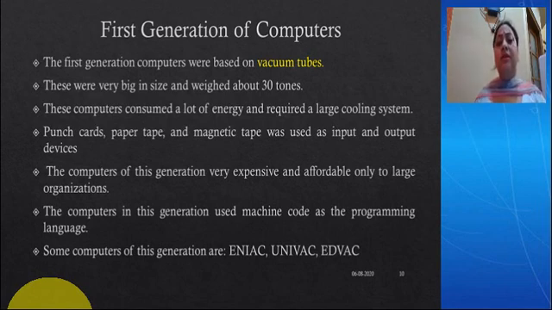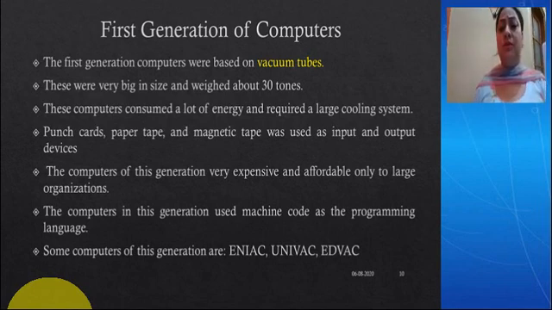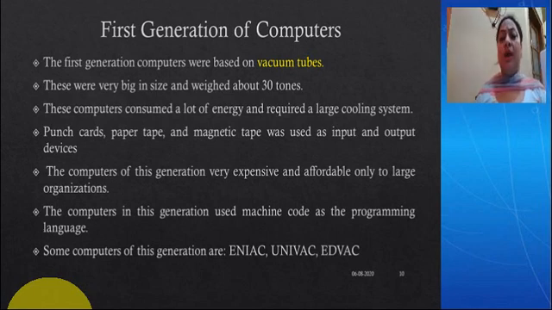The computers in this generation used machine code as the programming language. That means the programs were written in the form of zeros and ones. Some of the computers in this generation are ENIAC, UNIVAC, and EDVAC.